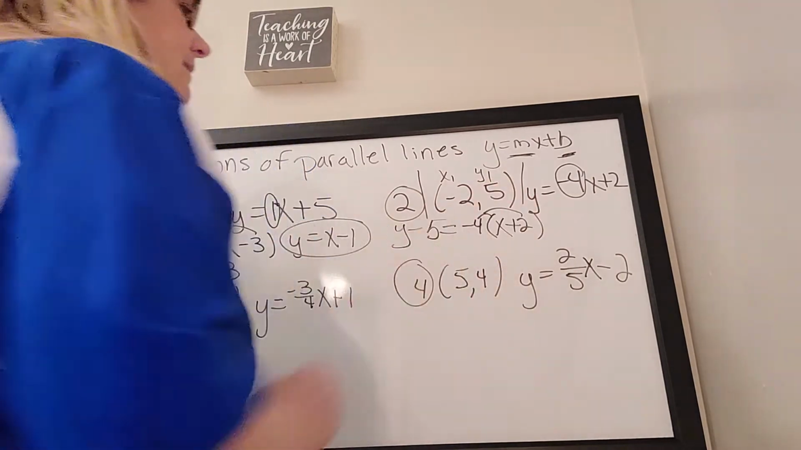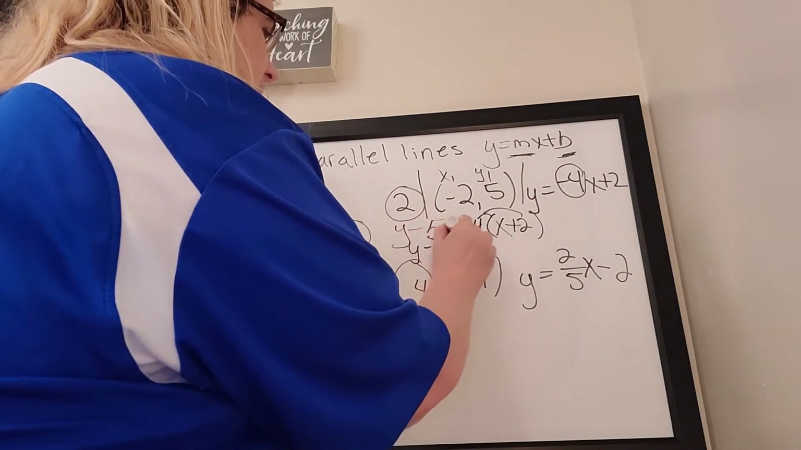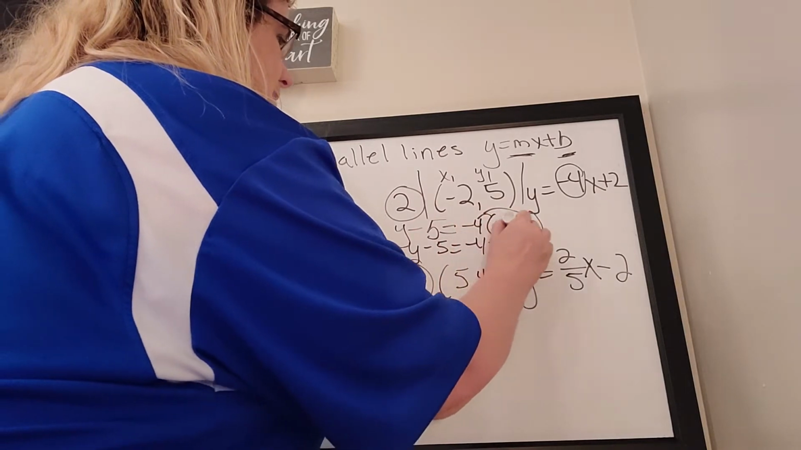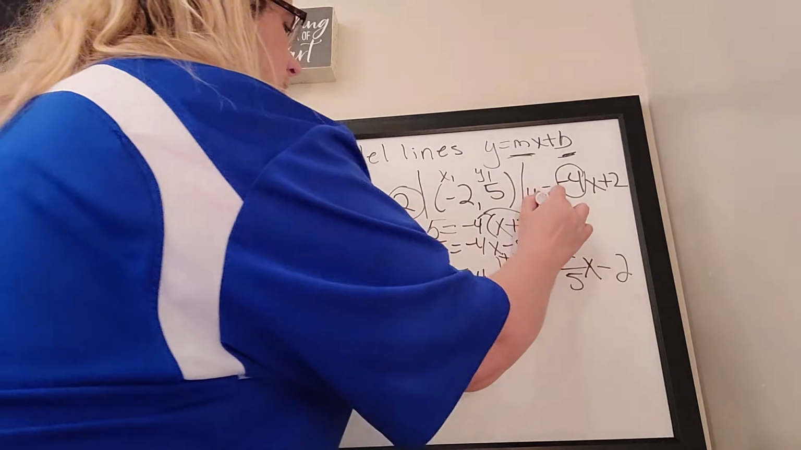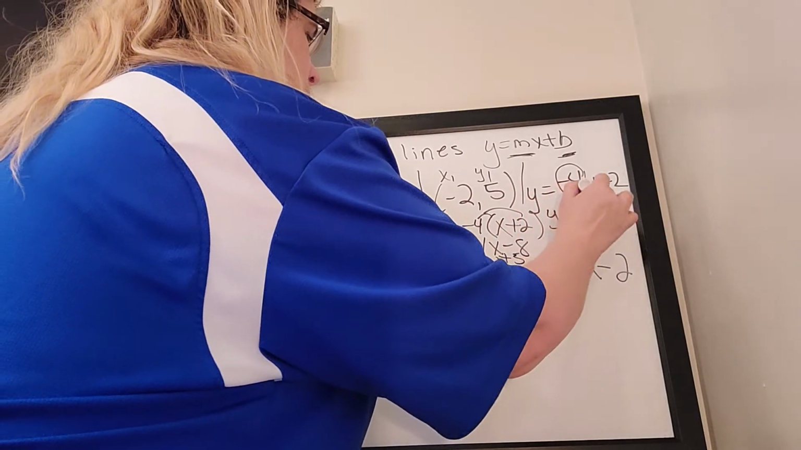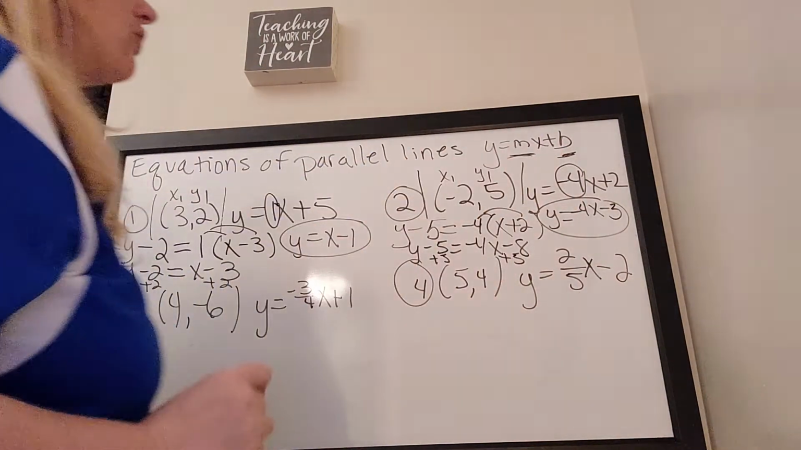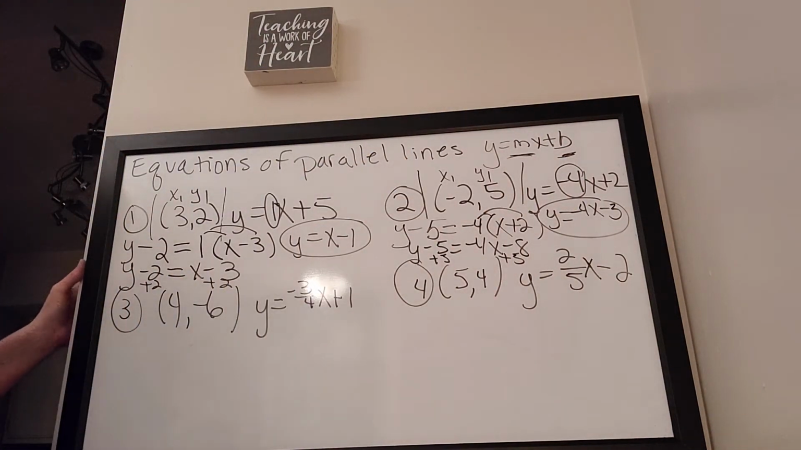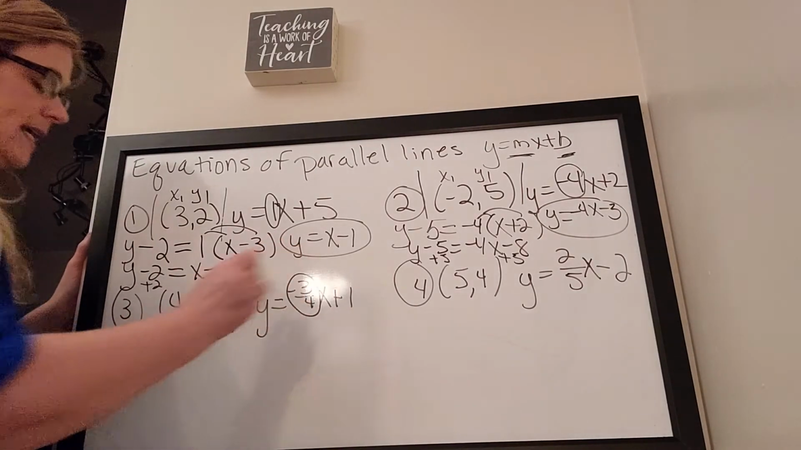Distribute, because I need to get this into slope-intercept. So y minus 5 equals -4x minus 8. Add 5 to both sides because we need y by itself. So y equals -4x minus 3. -4 is our slope, -4 is our slope. Those are parallel. Okay, in this one, it's in slope-intercept, so our slope is -3/4.